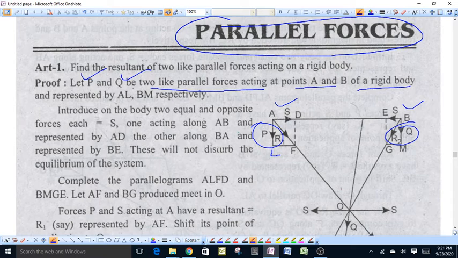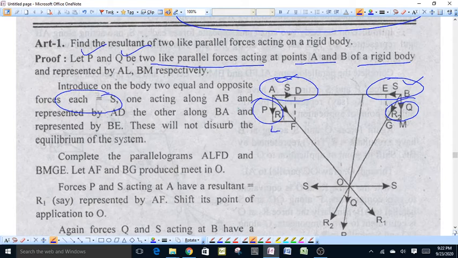Now, to find the resultant of these two parallel forces, we introduce on the body two equal and opposite forces. Suppose each force is equal to S, one acting along AD is equal to S and the other BE is equal to S. We introduce these two equal and opposite forces at points A and B. Because these two forces are equal and opposite, their net resultant force will be equal to 0.